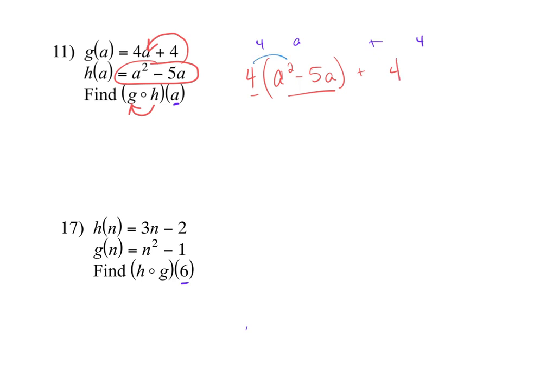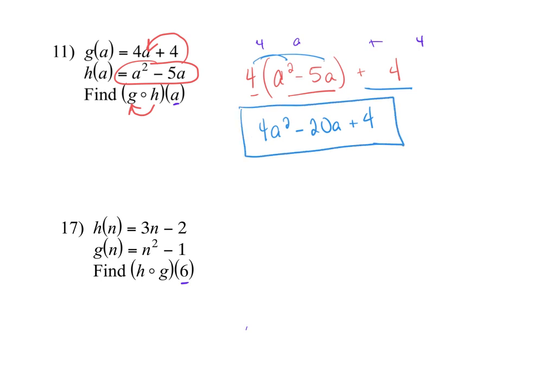And I am going to simplify. So I'm going to distribute that 4. 4a squared minus 20a. And don't forget, you still have a plus 4. If I could combine any like terms, I would. In this case, I don't have any like terms. I'm actually done with that composite. Put one function inside the other.